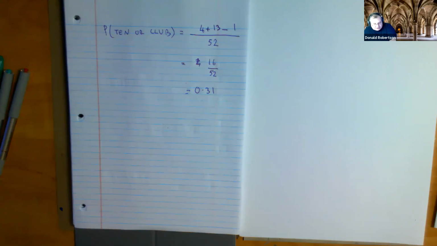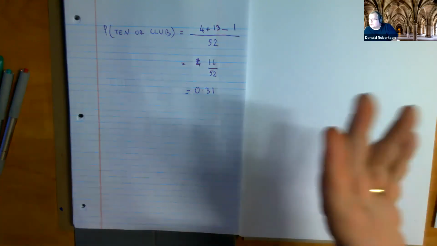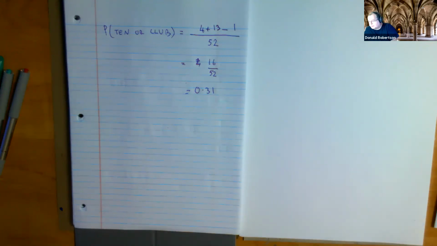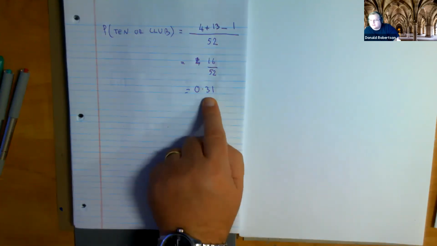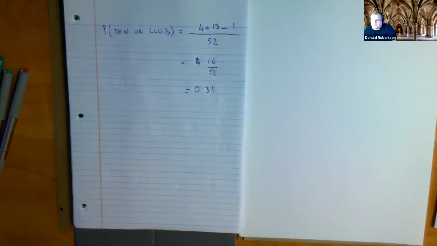So if you were playing a card game, and let's say you're playing poker or whatever, and you need a 10 or a club to win, right? When they play the game, they turn over a card. If a 10 turns over, you're going to win. If it's a club for a different reason, you're going to win. And you're going to say, I wonder what my chances of that happening are. You're going to win about 31% of the time, or at least the event is going to happen 31% of the time.